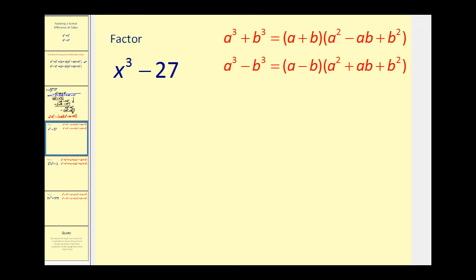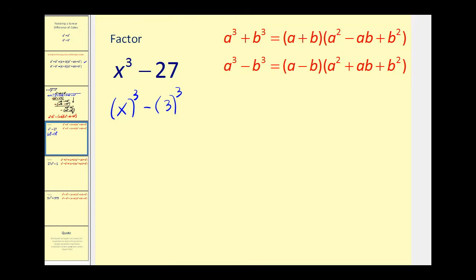If we want to factor x cubed minus 27, the first step is to verify that we do have a difference of cubes. Well, it's pretty obvious x cubed is a perfect cube. We can write this as x raised to the third power. 27 does have three equal factors. 27 is equal to 3 to the third power.